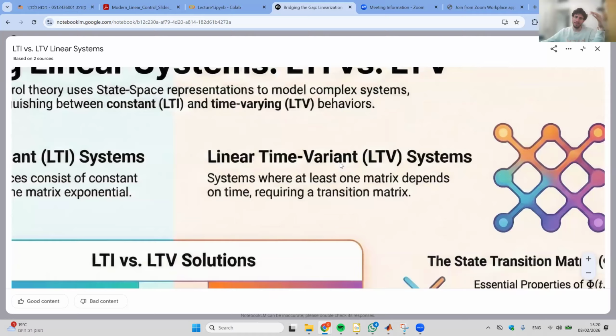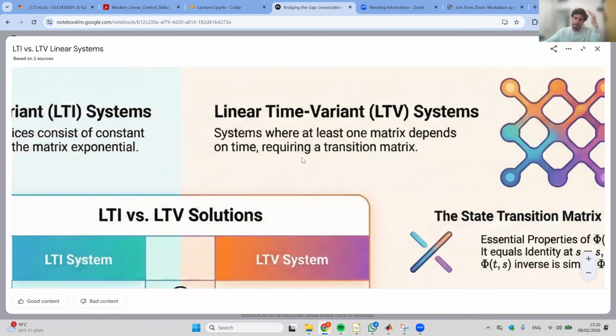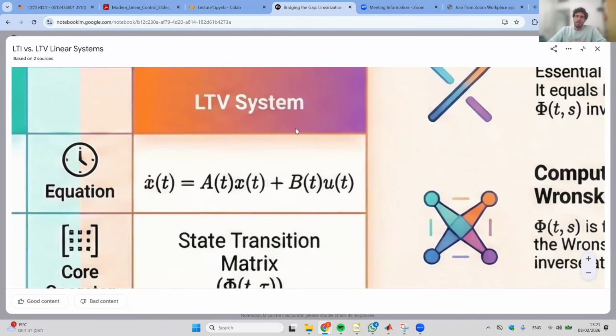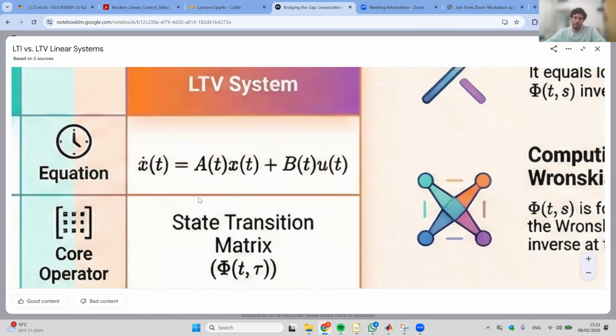Next, we have linear time-variant, LTV, systems. Time variance means the system varies with time, again in the sense that A, B, C, and D vary with time. So we will have x dot equal to Ax plus Bu, and A and B will depend on time. C and D might also depend on time. By the way, by definition, it's enough that only one of them depends on time for the system to be LTV. For the specific state transition matrix, we need A to depend on time.